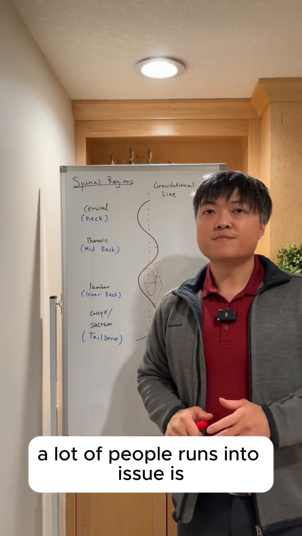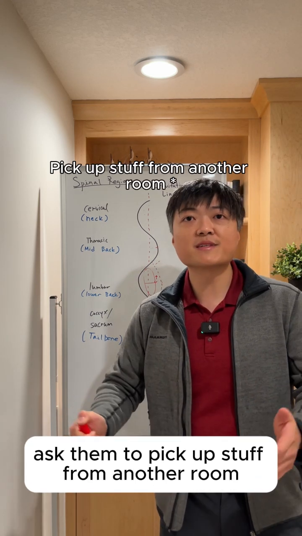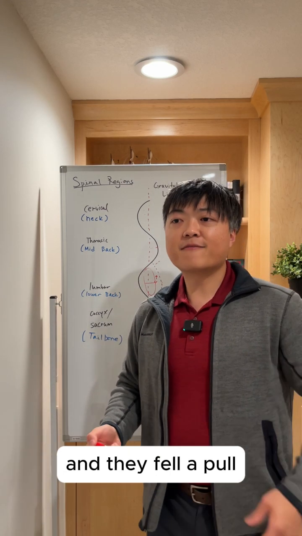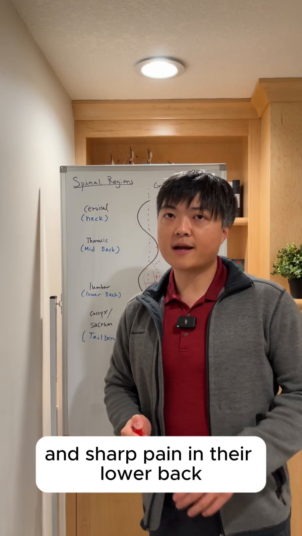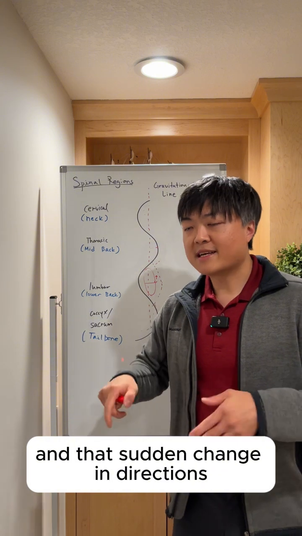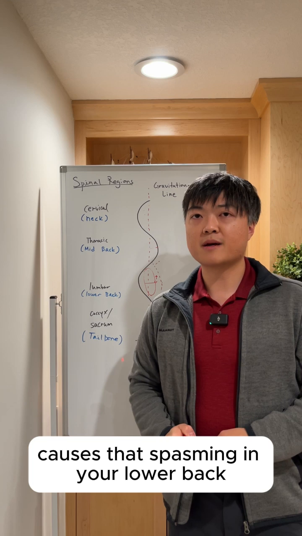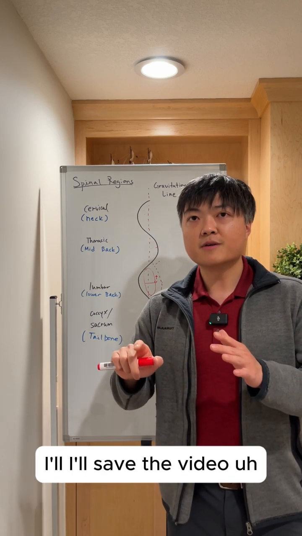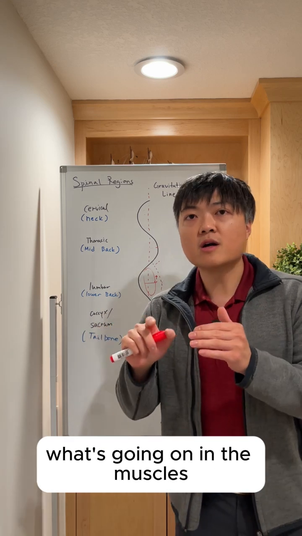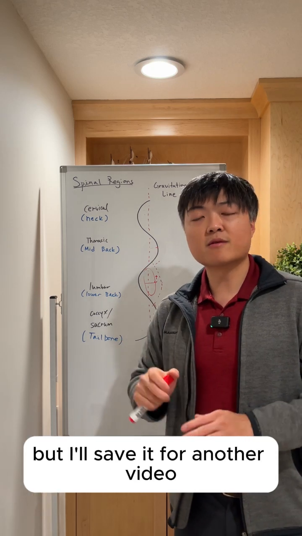A lot of people run into issues when their spouse suddenly asks them to pick up something, and they jump up from the couch and feel a pull and sharp pain in their lower back. This is because your tissue is being stretched, and that sudden change in direction causes spasm in the lower back. I'll save the video for another time to talk about the physiology, what's going on in the muscles when you sit in that position.